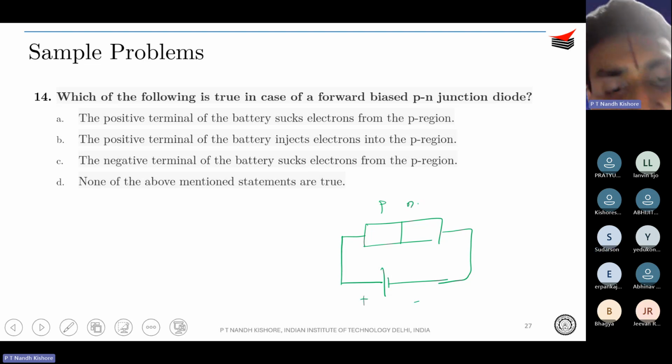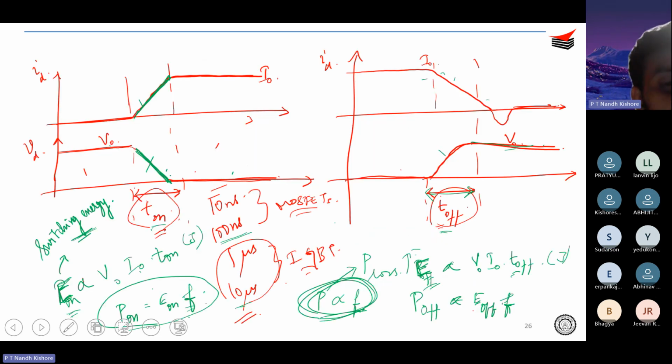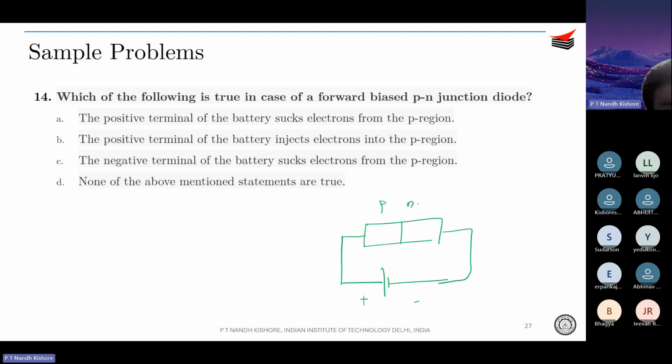Yes, sir. Can you explain how, for wide bandgap devices, these switching losses will be less despite having high operating frequency? Yeah, true. A good question. So the trick lies over here, T on and T off. Okay. So the point is for wide bandgap devices, let me just go to a new slide.